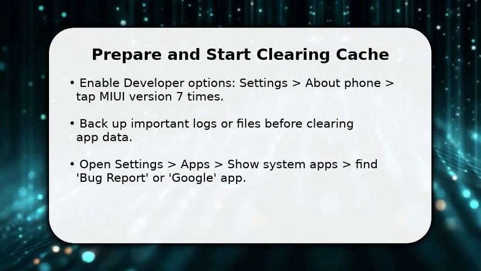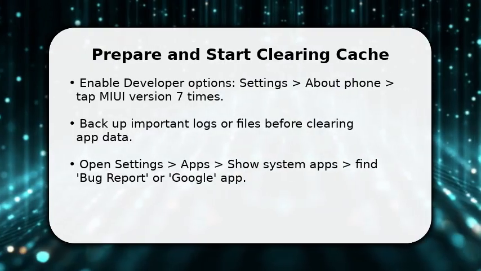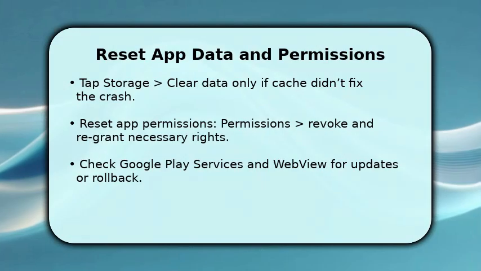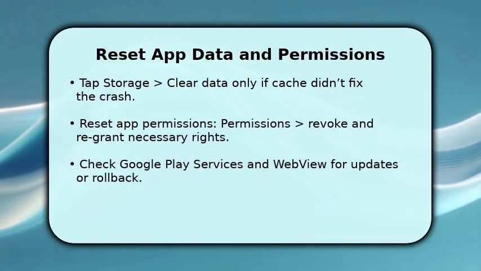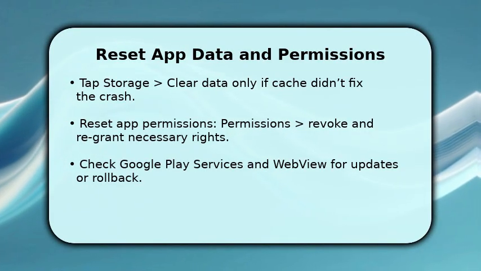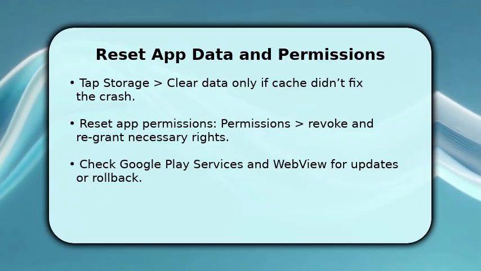Once done, clear cache only, do not clear data yet, because cache removal often fixes corrupt temporary files without losing settings. If the crash persists, you need to reset app data and permissions carefully. Clear data for the offending app to remove corrupted prefs. You'll lose custom settings but often stop repeated crashes.